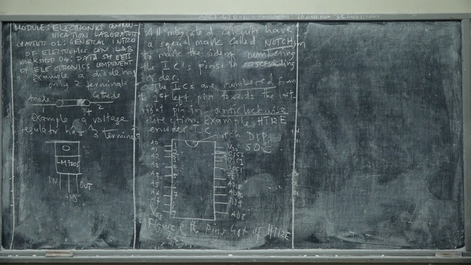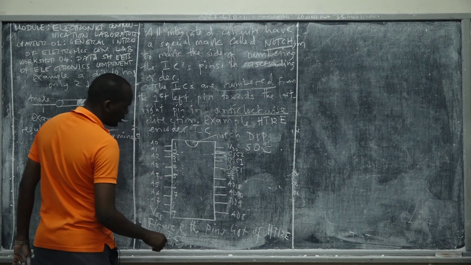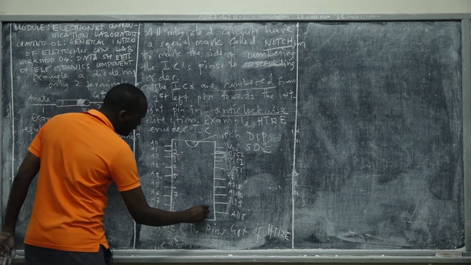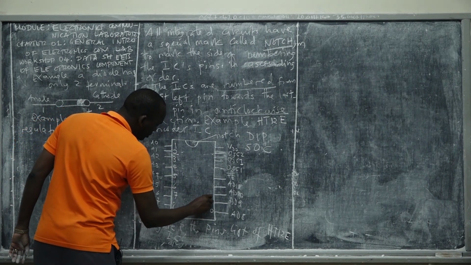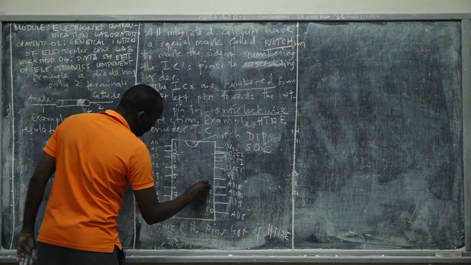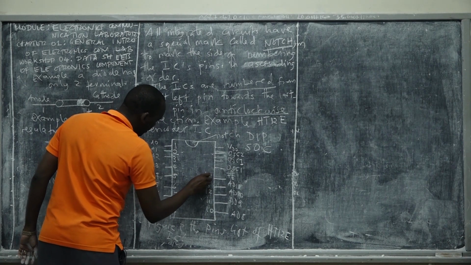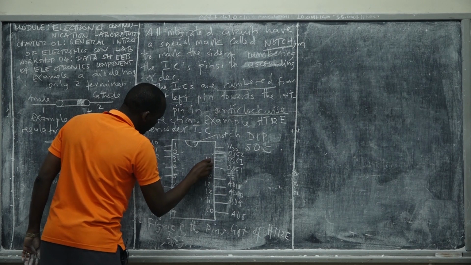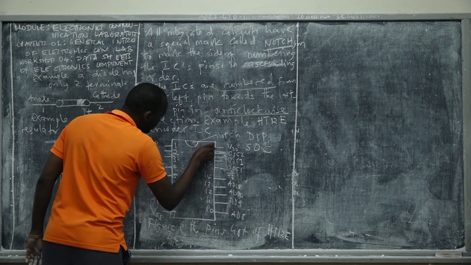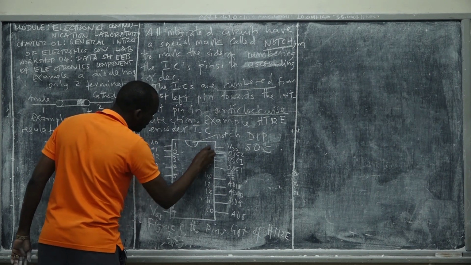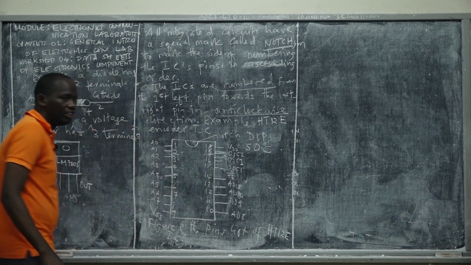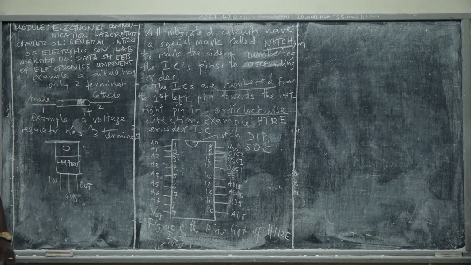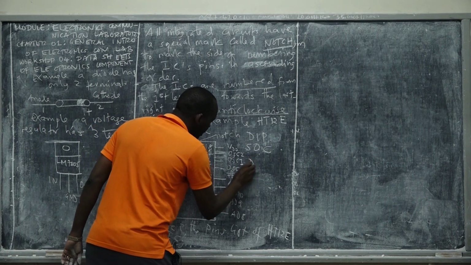We have a number of packages. So this is DIP. So 1, 2, 3 up to 9, then this is number 10, number 11, number 12, number 13, number 14, number 15, number 16, 17, then 18. DIP, it is dual inline. We write it this way.